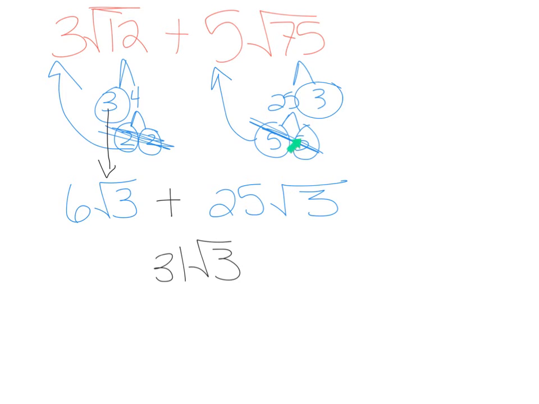For 75, I had a pair of 5's. That comes out, multiply it by 5, and I have my leftover 3 going into the radical. Now I have like terms, so I can add those, and I get 31 radical 3.